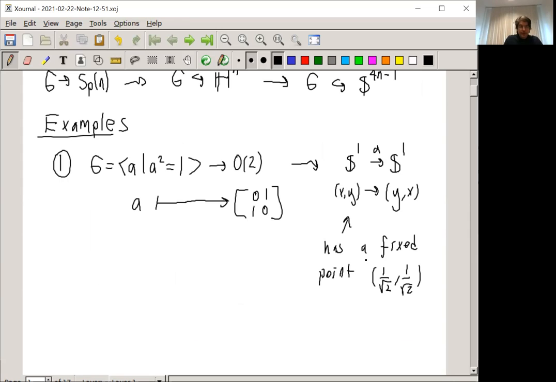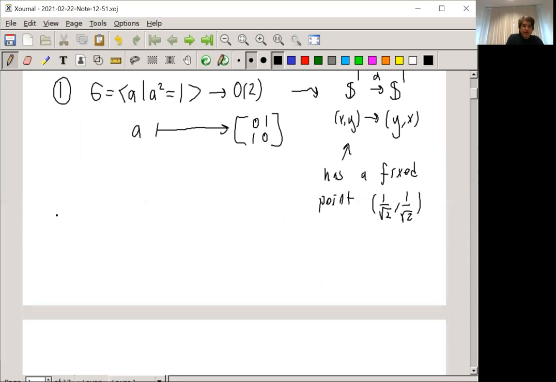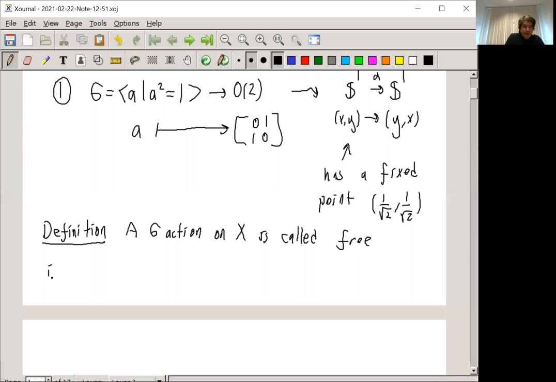So in this talk, we will usually discuss free actions. So let me quickly remind the definition of a free action. A G action on X is called free if for every g in G and every x in X, if g is not 1, then g moves x to some other point.